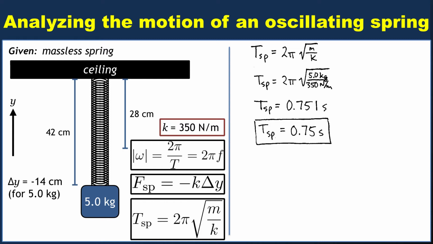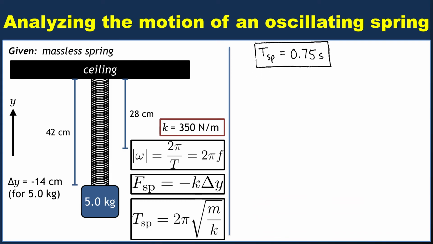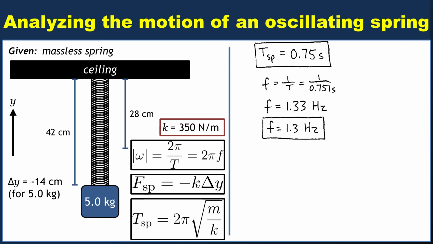Okay? Next, let's calculate the frequency f. So f is just 1 over the period, and that means it's just 1 over 0.751 seconds. So we can calculate that quickly. It's 1.33 hertz, or to 2 significant figures, 1.3 hertz. Remember, hertz is just inverse seconds. That's the typical unit of frequency.